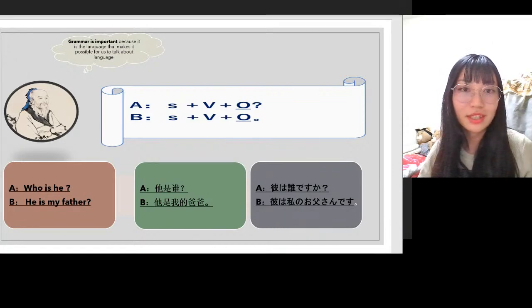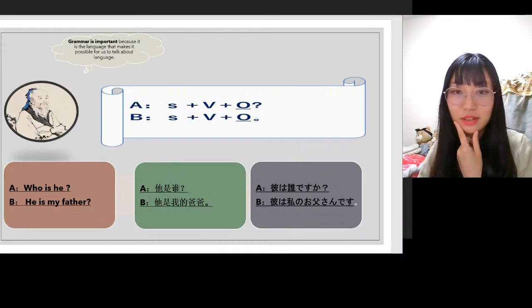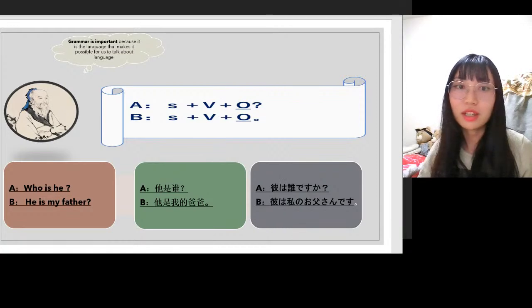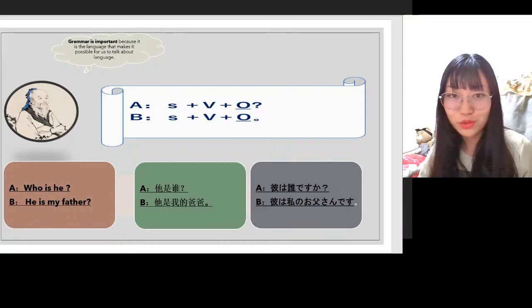And he's my father. 他是我的爸爸。他 means he. 是 is the be verb. 我的 means my. 爸爸 is father. Japanese is 彼は私のお父さんです。So grammatically, it's actually a bit similar to Japanese, because the word order doesn't change between the question and the answer. So in this case, Japanese and Chinese look kind of similar.